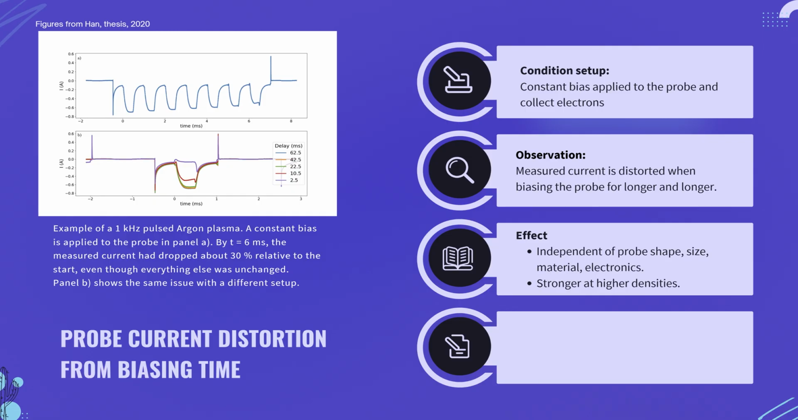This reveals an important point. The probe biasing time must be managed carefully. The timescale must be long enough for the sheath to form, but can't be too long such that it depletes the plasma.